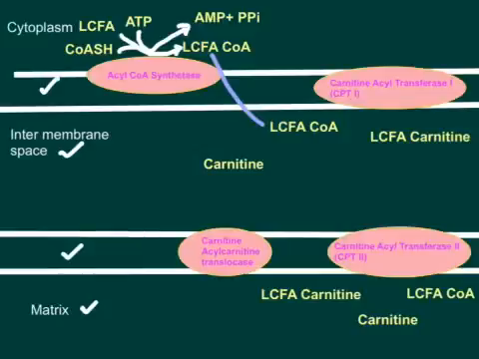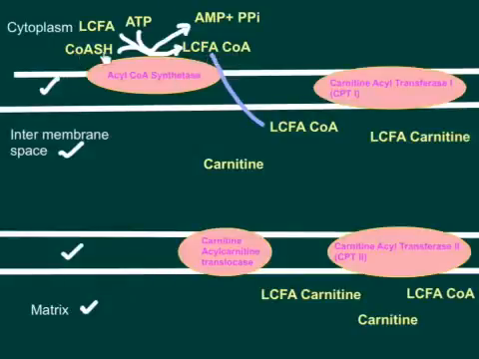The activation of fatty acid will be done by an enzyme called acyl-CoA synthetase. As shown here, this is the acyl-CoA synthetase, which is located over the outer mitochondrial membrane for long chain fatty acids. So long chain fatty acids in the cytoplasm will be activated by acyl-CoA synthetase located over the outer mitochondrial membrane into their respective CoA form.